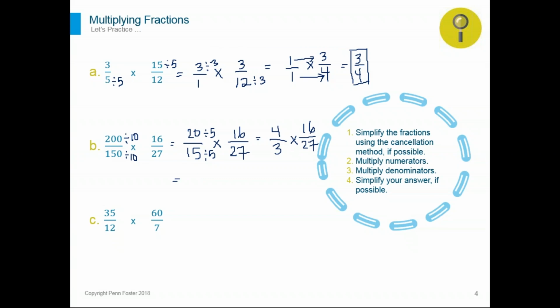Let's check if we are able to eliminate anything else. 4 and 3, nothing common. 4 and 27, nothing common. 16 and 3, nothing. 16 and 27, nothing. So we just multiply across. So 4 times 16 will give you 64 on the top, and then 3 times 27 equals 81 on the bottom.